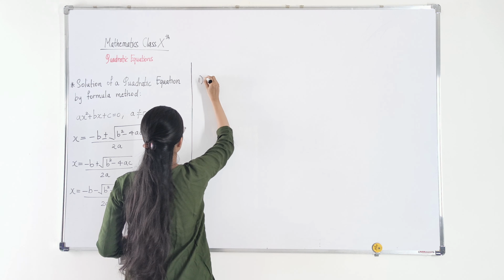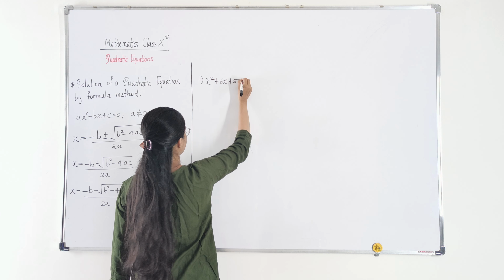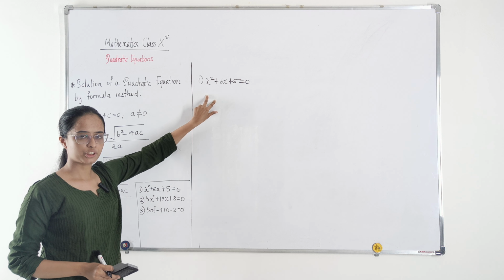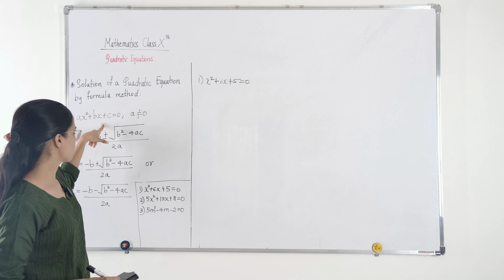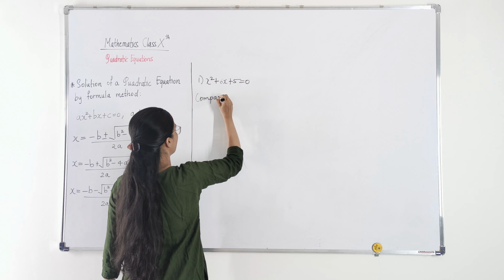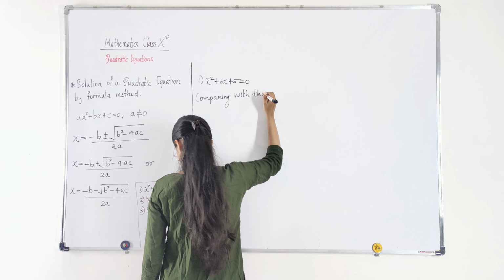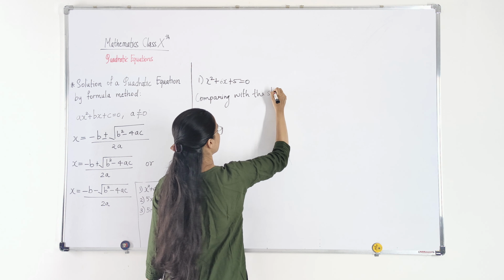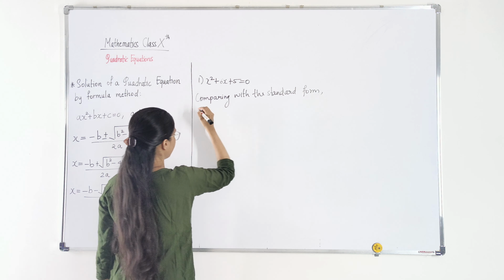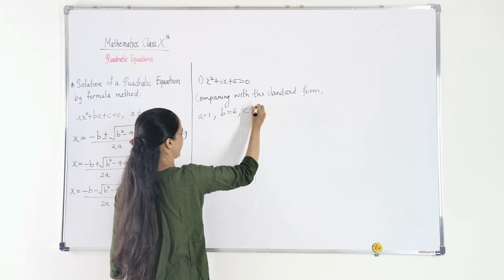So the question is x square plus 6x plus 5 is equal to 0. We are first going to compare the given quadratic equation with the standard form, which is ax square plus bx plus c equals 0. So comparing with the standard form, we get a as 1, b as 6 and c as 5.